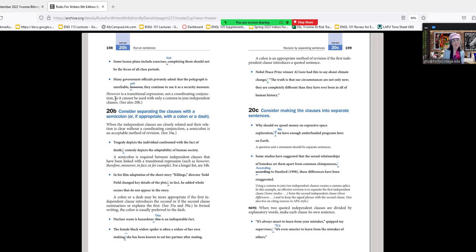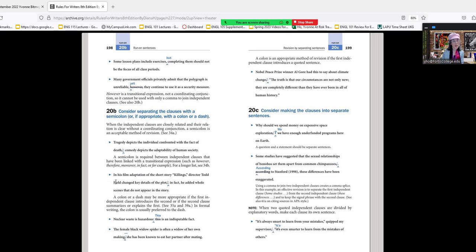Tragedy depicts the individual confronted with the fact of death; comedy depicts the adaptability of human society. A semicolon is required between independent clauses that have been linked with a transitional expression such as however, therefore, moreover, in fact, or for example.